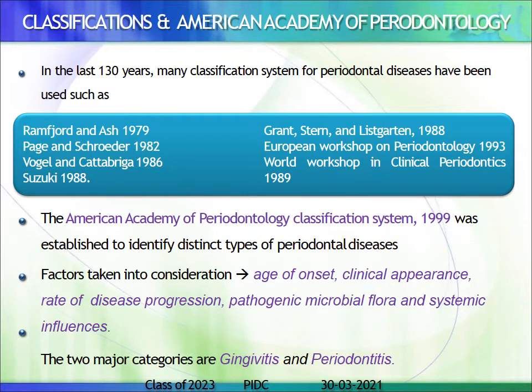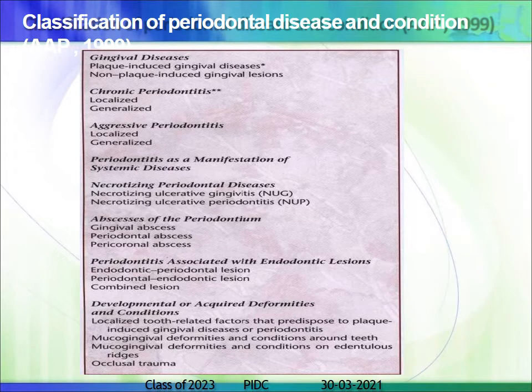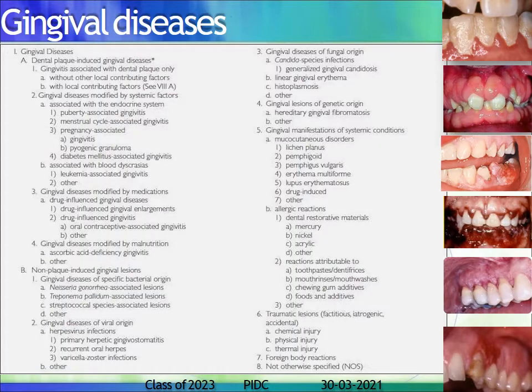In the last 130 years, many classification systems for periodontal diseases have been used. You can see the number of classification systems, but till recently, we had the American Academy of Periodontology classification system of 1999, which was used to identify distinct types of periodontal diseases, and they came out with the two major categories of diseases termed gingivitis and periodontitis. So you can see the 1999 classification. I'm just giving a broad view of this because we have been using it till your previous seniors' batches. But now we have a different system of classification. So this all belongs to your old classification, the 99 classification.